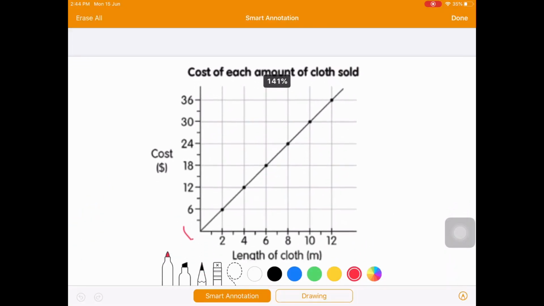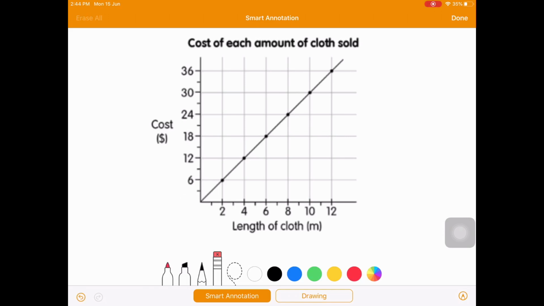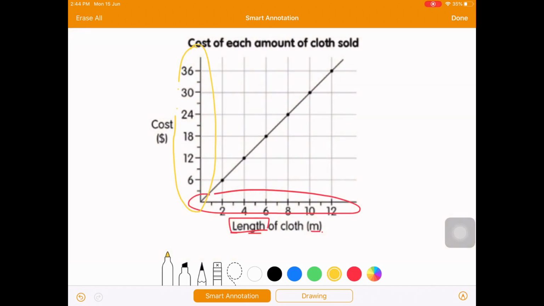Alright, let's look at this line graph. We can see that the x-axis, which is here, shows a scale. This scale shows the length of the cloth in meters. And this scale here, which is the y-axis, shows the cost of each amount of cloth sold in dollars.